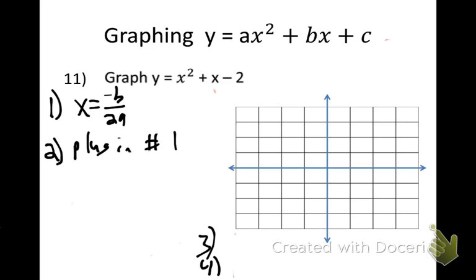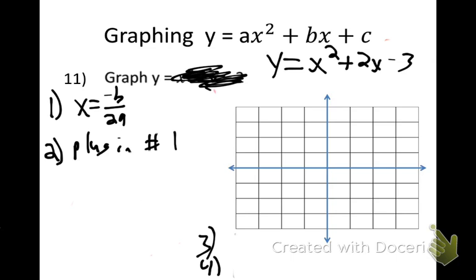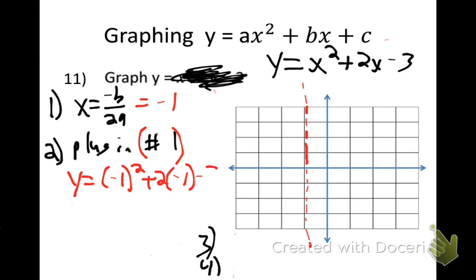Okay. I'm going to give you the problem. y equals x squared plus 2x minus 3. Okay, go through the same process. Try this one. x equals negative b over 2a. We get negative 1. So I have an axis of symmetry of negative 1. Now I plug in negative 1 for x. That gives me y equals (negative 1) squared plus 2 times negative 1 minus 3. I take my x value and plug it in. I get y equals negative 4.